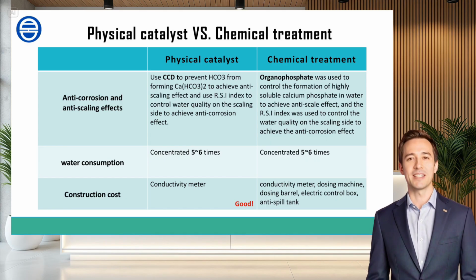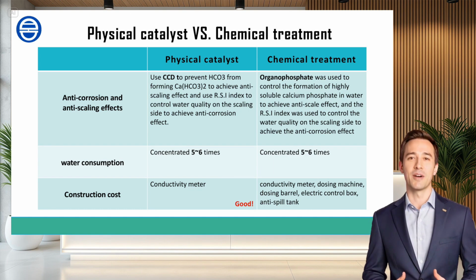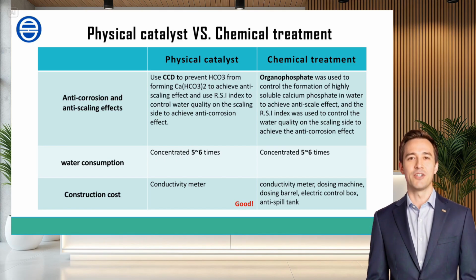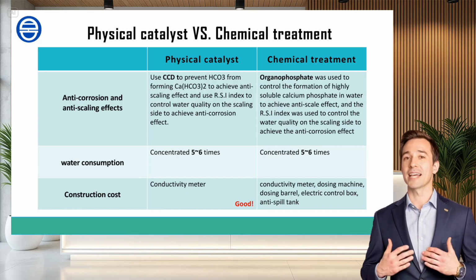This is the traditional method where organic phosphonates are added to the water. These chemicals help form calcium phosphate, which has higher solubility, reducing the chance of scale. And just like CCD, this method also uses the RSI index to manage scale and corrosion risk.